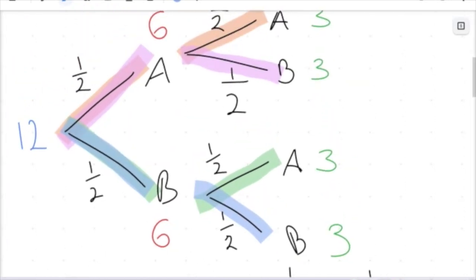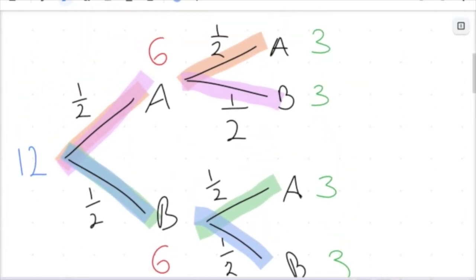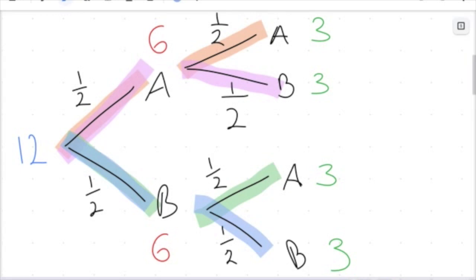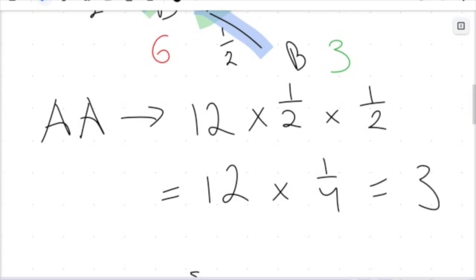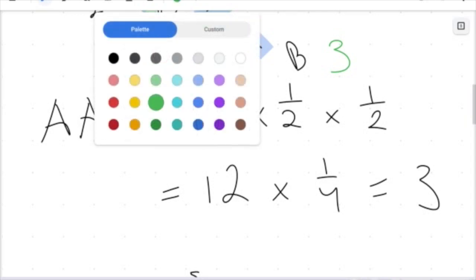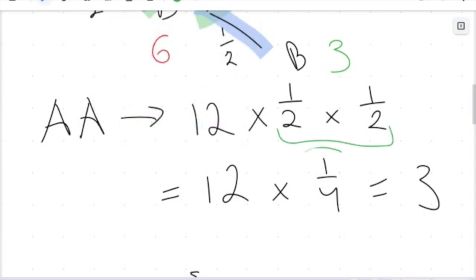So going through here, 12 to the 3 at the end, I can get by doing 12 times half times half. That's also the same as, well, this is like 12 times, and half times a half is like 1 over 4. And then that gives me 3 here as well. So this breaks down into this.